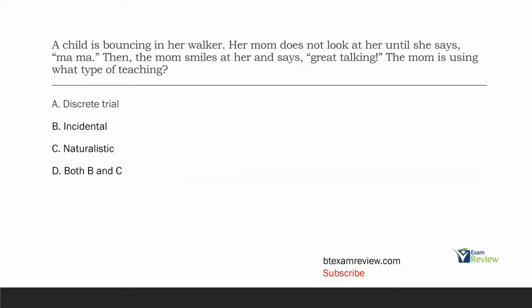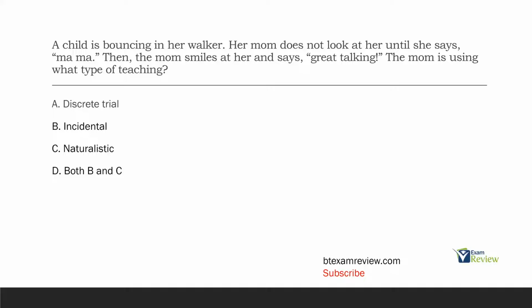A child is bouncing in her walker. Her mom does not look at her until she says, "Mama." Then the mom smiles at her and says, "Great talking." Mom is using what type of teaching? All right. Mom is teaching her child to call for her, to say "mama," and she's using these opportunities given to her naturally. She's not at a table running flashcards and drills, going back and forth with SDs and consequences. She's just casually going about her day as the child bounces in her walker.